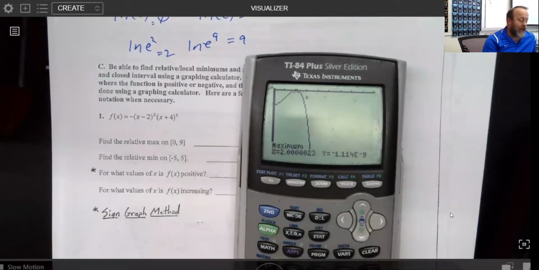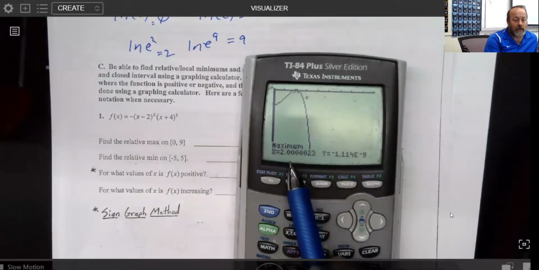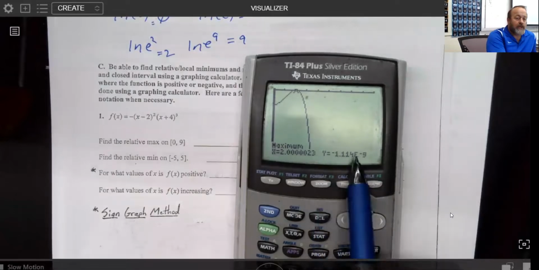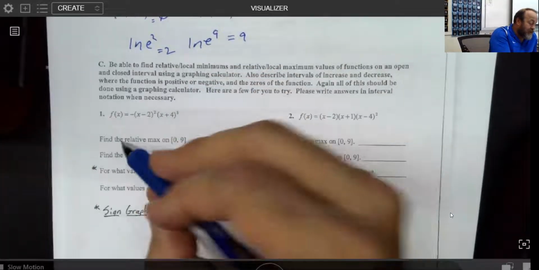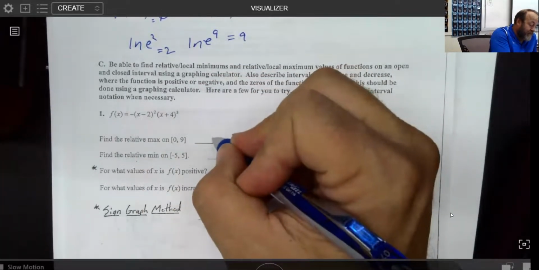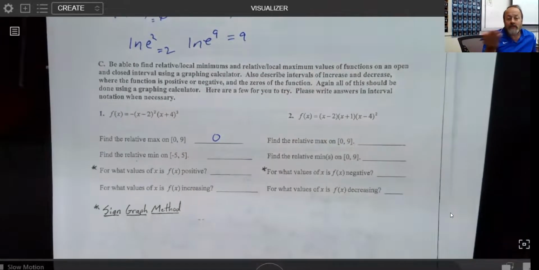So you can see that at 2, we have the number 0. Now, again, this is calculator speak for (2, 0). So the maximum occurs at x equals 2, but the relative maximum is 0. 0 is the maximal value.